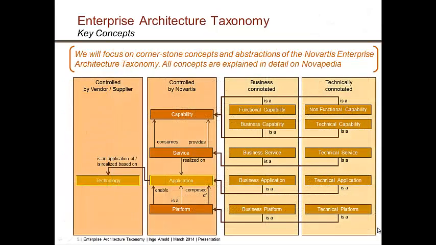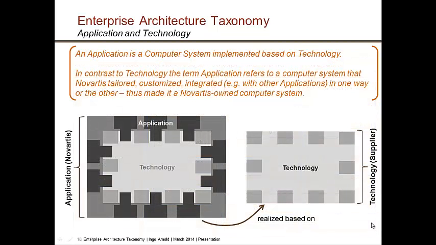Next, we will look into the terms technology and application conjointly, since they are best understood by their mutual reference. An application is a computer system that is implemented based on technology. In plain English, one could actually say that an application is what its name says. It is an application of technology. So in contrast to technology, which represents a commercial off-the-shelf computer system, the term application refers to a computer system that Novartis tailored, customized, integrated, for example with other applications, in one way or another. Key differentiator between the concepts of application and technology is that the application ownership is with Novartis, whereas the technology ownership of a technology used by Novartis remains with a vendor or supplier of it.